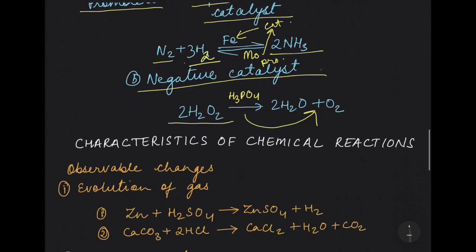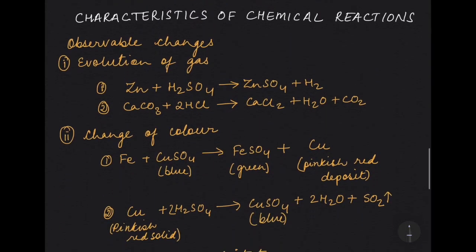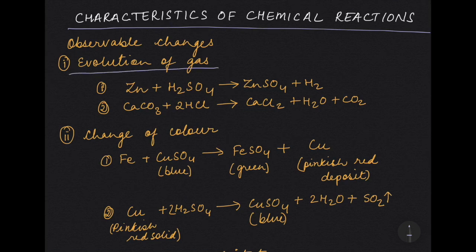Okay, now to continue with characteristics of chemical reactions. Now chemical reactions are characterized by certain changes that can easily be seen. Okay, so some of these changes are, first is evolution of gases. Now if you take a look at this reaction where zinc reacts with sulfuric acid, hydrogen gas is evolved with effervescence, and it is written as an up arrow.